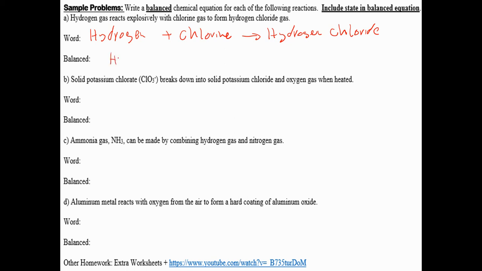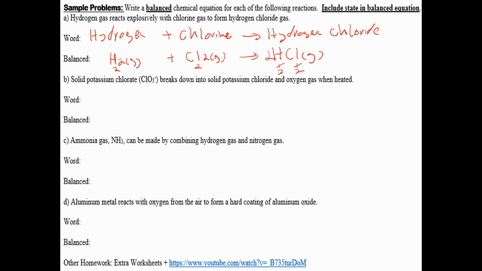So I'm going to write my balanced equation. Before I balance it all out, I'm just going to write a skeleton version of it first. So H2 gas plus Cl2 gas, because they're diatomic. And then hydrogen chloride, HCl gas. And then I'll go about balancing it. So I have 2, 2, 1, 1. Put a 2 in the front and you'll notice that solves your whole problem. So there we have a balanced reaction.